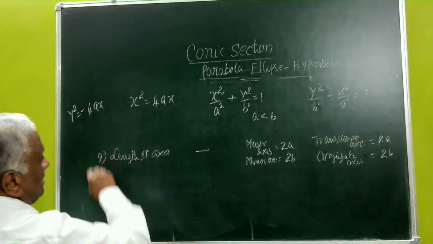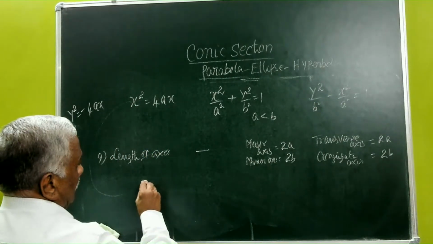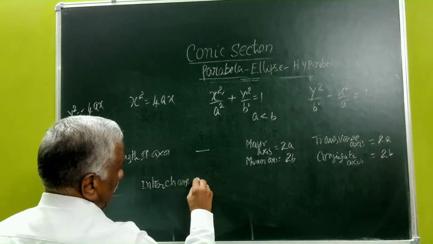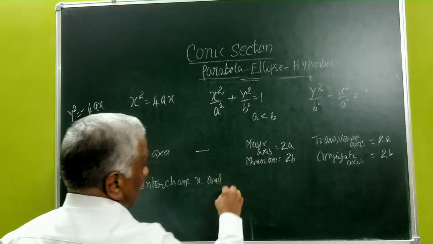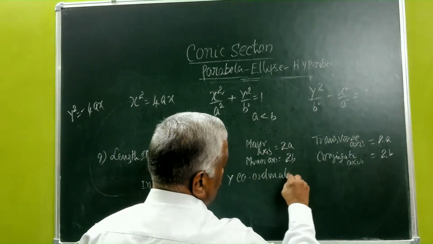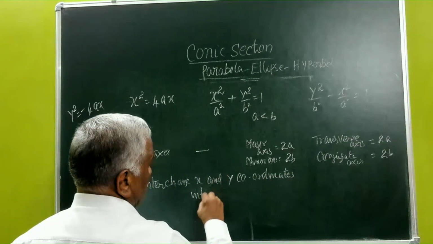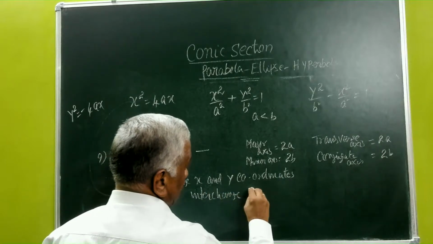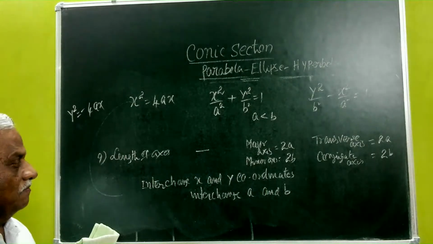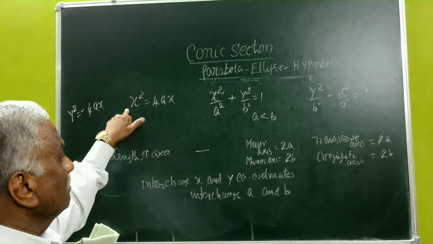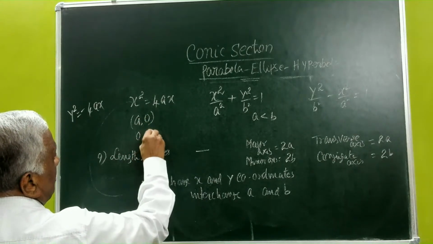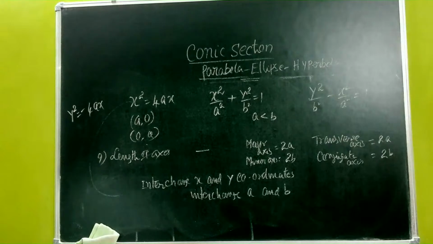What you need to remember for second type? Interchange x and y coordinates for second type. Interchange a and b. This is applicable for all. What is the meaning of this? For parabola, interchange x and y coordinates. The focus was a comma 0. It will become 0 comma a, if it is focus.